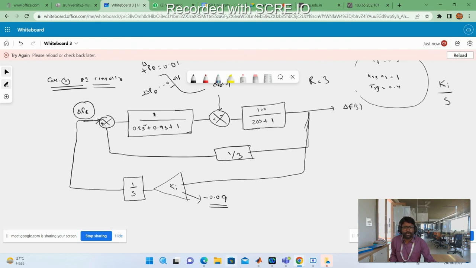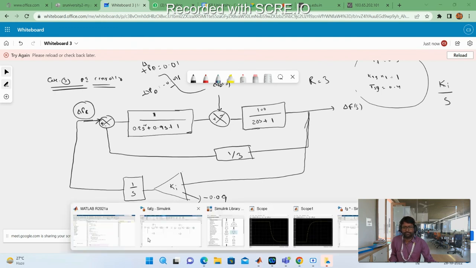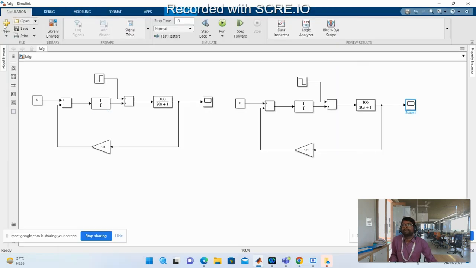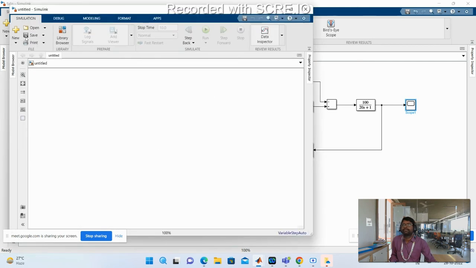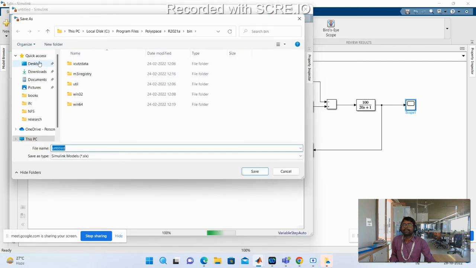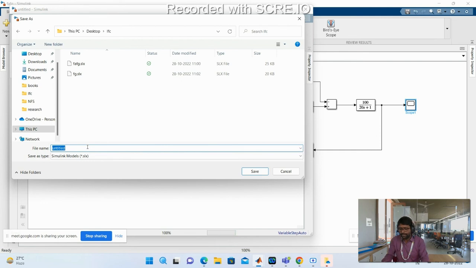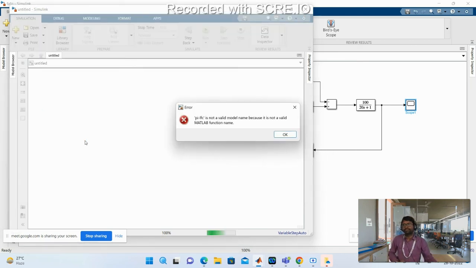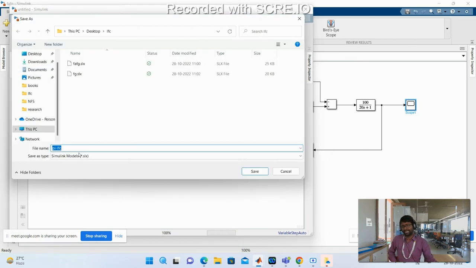Okay. Now we start working on a new project. I want to save it as desktop LFC, PI control load frequency control. Okay. Don't keep any icons.